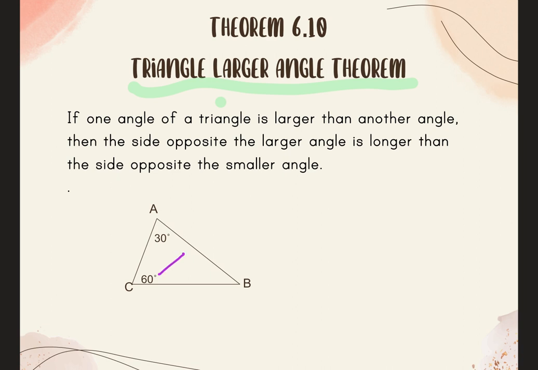The side opposite the larger angle, so AB, is going to be bigger than the side opposite the smaller angle, which would be CB.